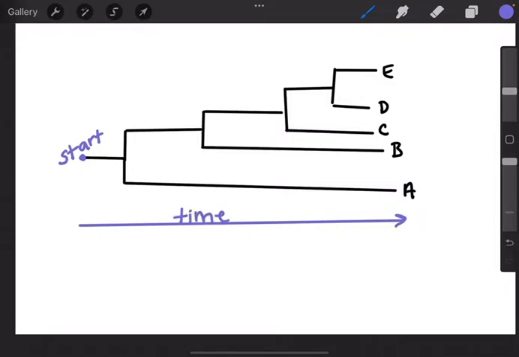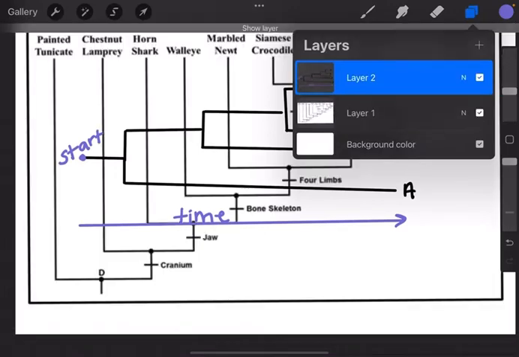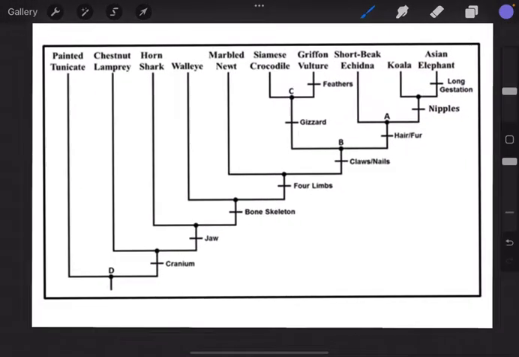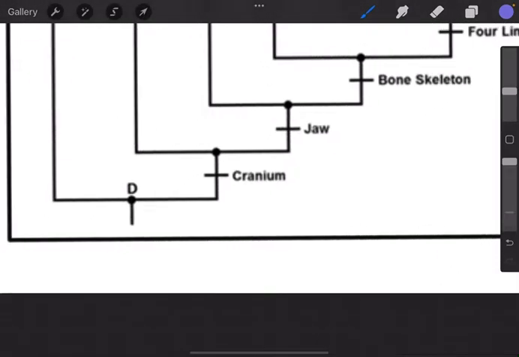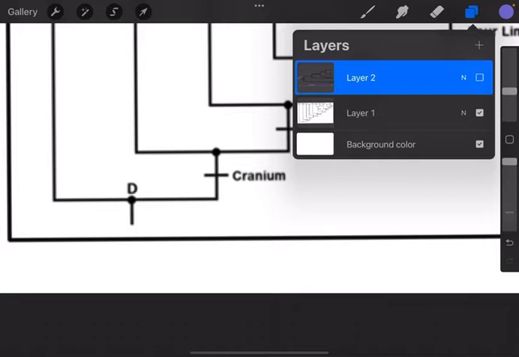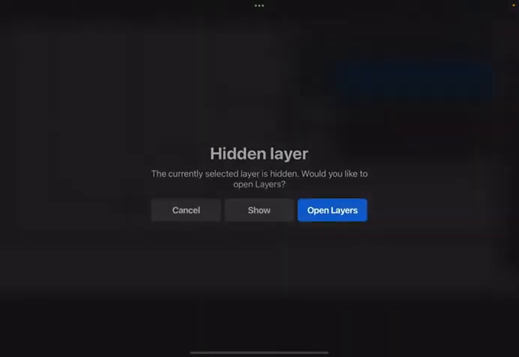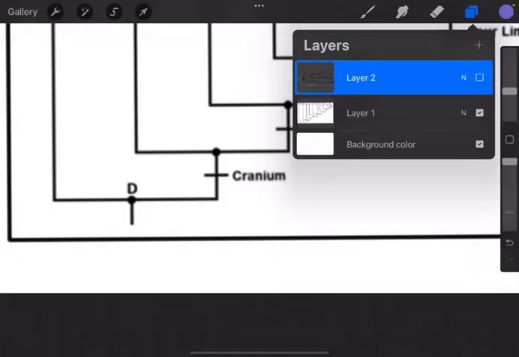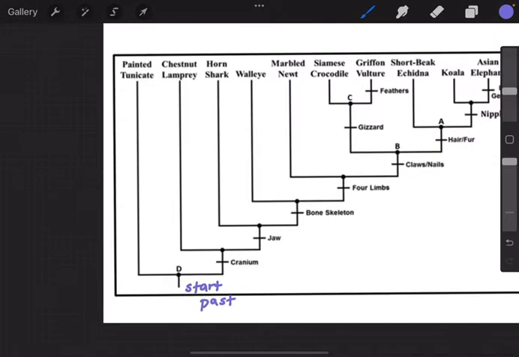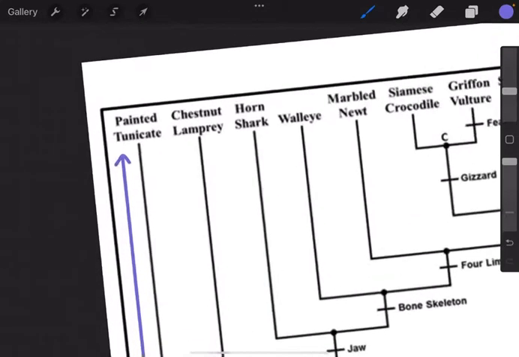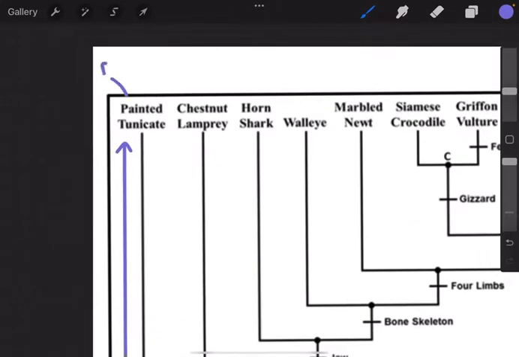So on the one that we had to look at for the assignment, it's arranged a little differently. Our first species is, sorry about that, right here. This is like way in the past. And we would read time going upwards like so. And this would be like the present.